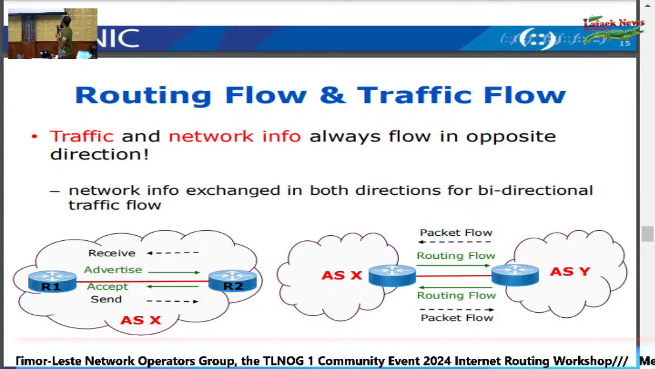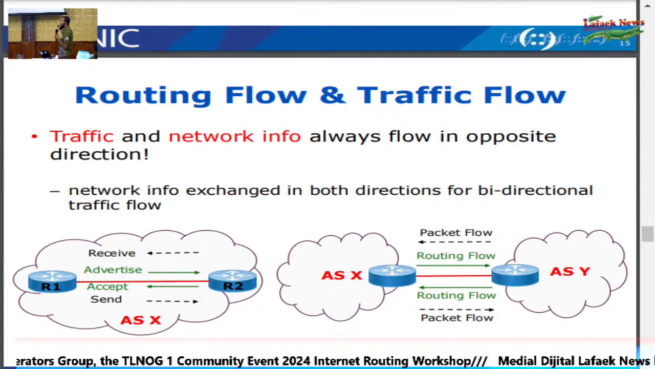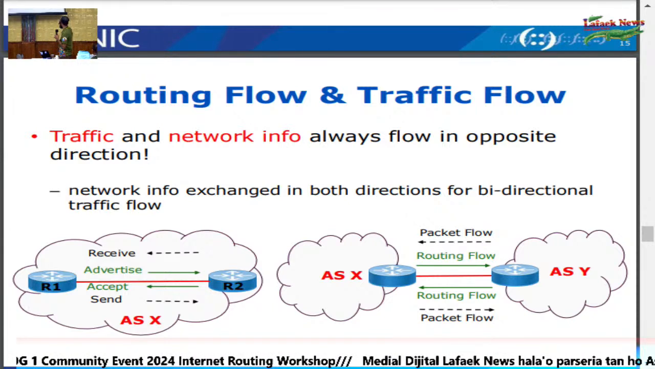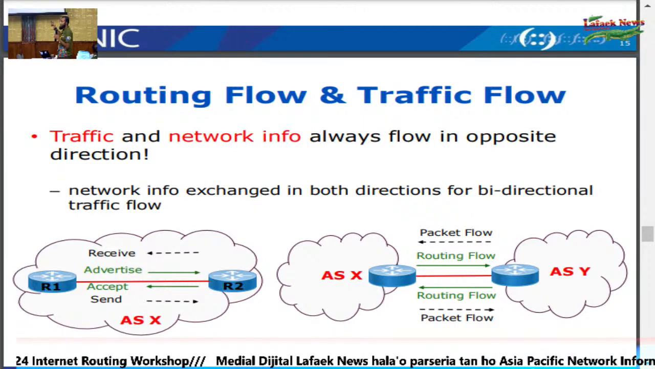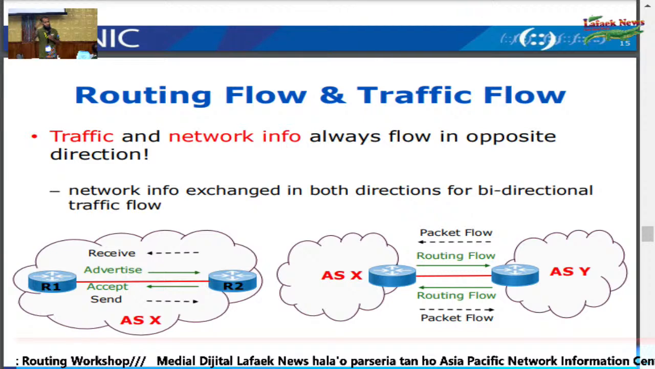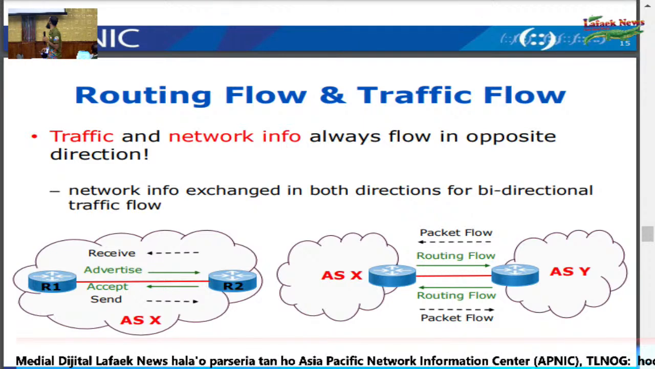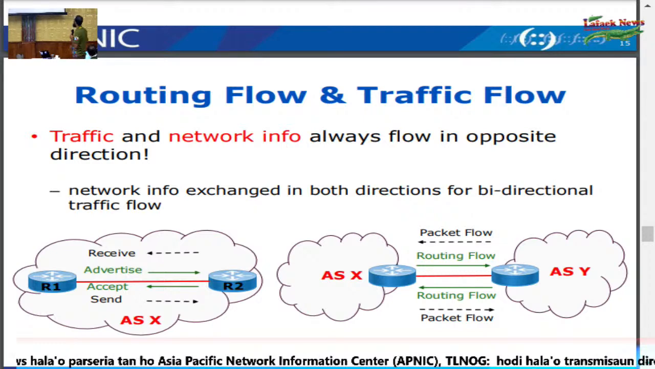Similar thing, I'll send some information to my neighbor. They will accept it. If they accept it, that goes to their routing table. That means now if somebody wants to come to me, that packet comes to this router, it will pass it to me because I told the information to them. So the packet will now come to me. This already covered how this routing works.